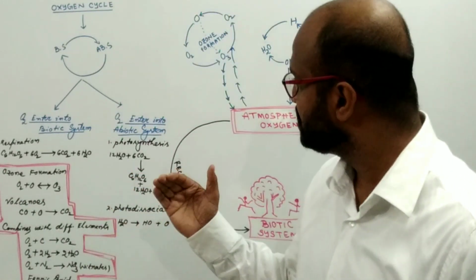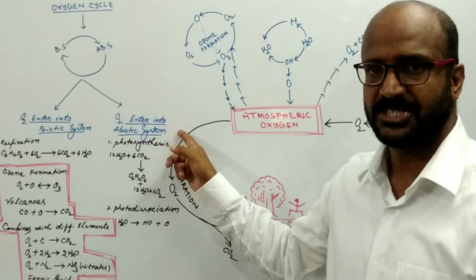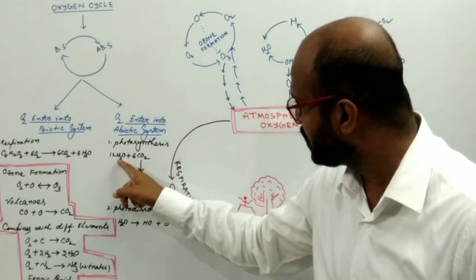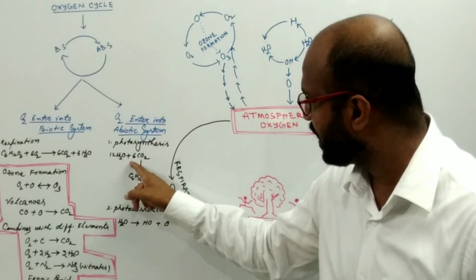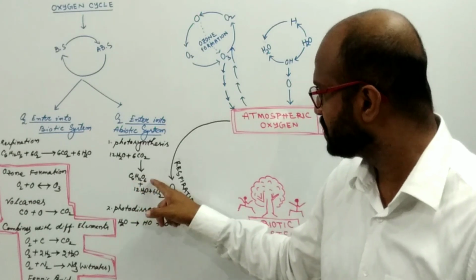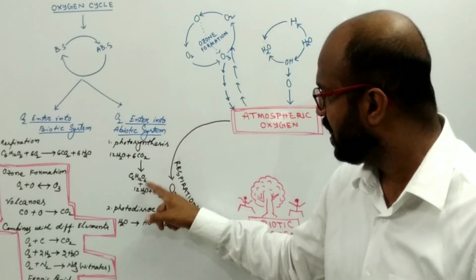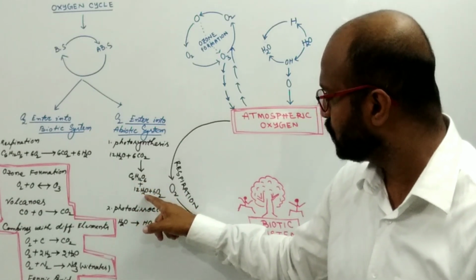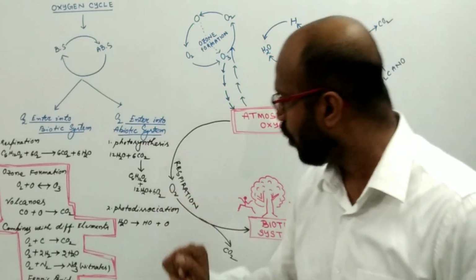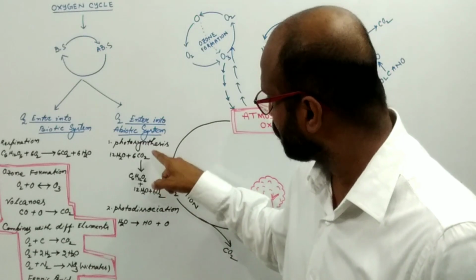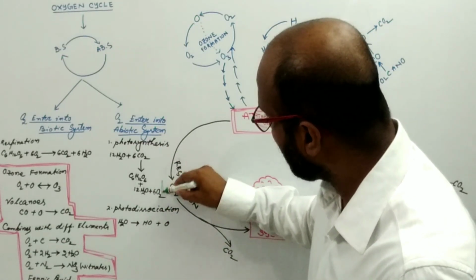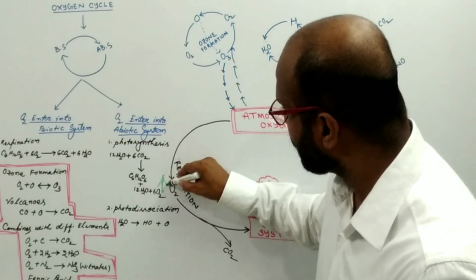So how does oxygen enter the abiotic system? There are two heads. One is photosynthesis: 12H2O combines with 6CO2, which forms C6H12O6, the carbohydrate food matter, along with 6H2O and 6O2, which is the release of oxygen. So by photosynthesis, such oxygen enters the abiotic system.